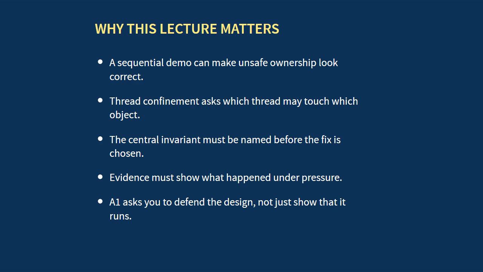Thread confinement forces us to ask, who owns access right now? So the problem is not just that the demo is too small, but that it never tests the ownership boundary. Exactly. Before choosing a lock, queue, or retry mechanism, name the invariant and gather evidence that it holds under pressure.